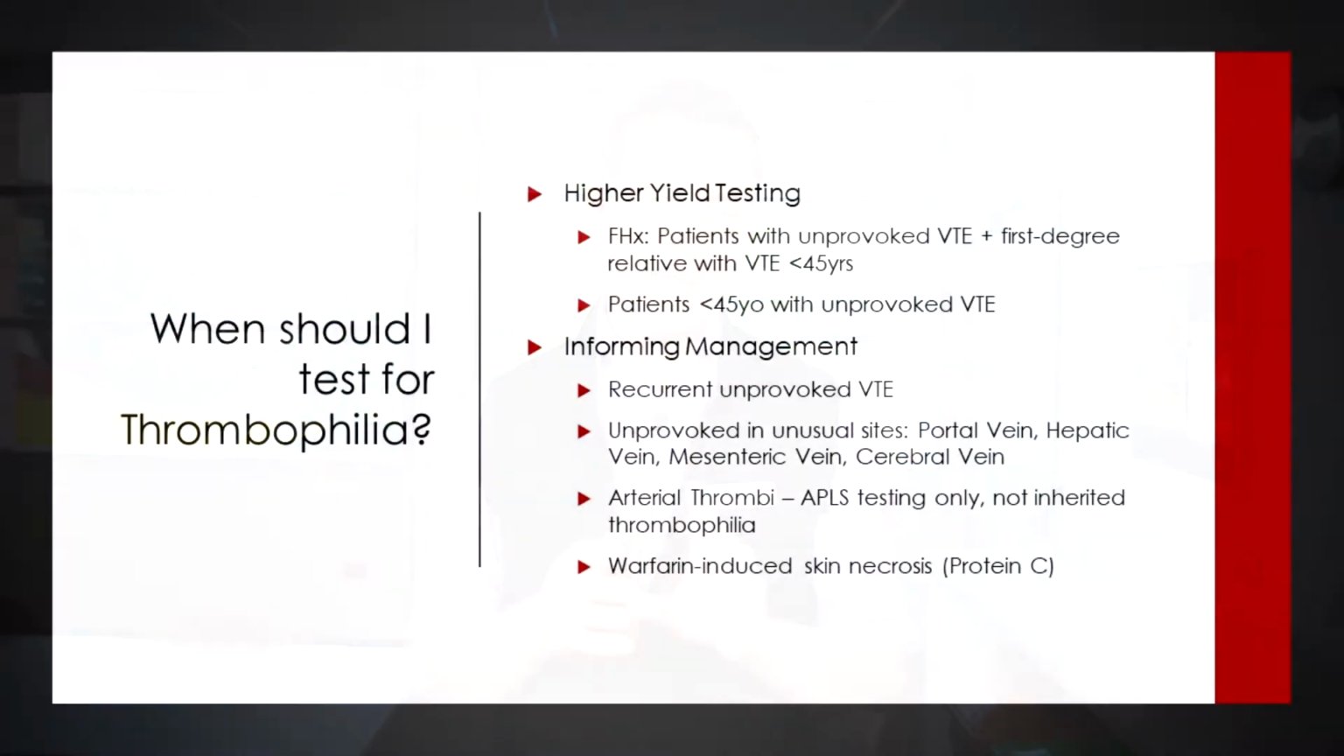So when should I test thrombophilia? I've talked about the idea that we should test in some situations that are high yield. So those that have a family history: you've got a patient that has an unprovoked VTE and they have a first degree relative that had a VTE under 45 years, that is a group that will be high yield testing and therefore should have the panel done. And those patients that are young, so less than 45, with an unprovoked VTE, there's another patient group, even without the family history, that they are more likely to have a high yield.